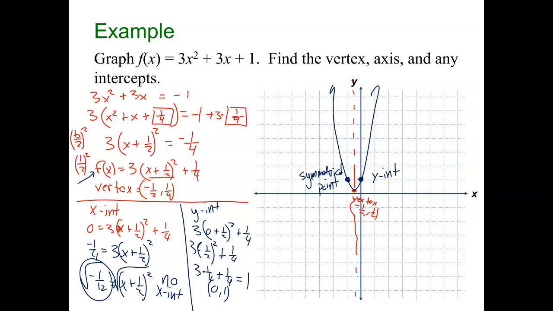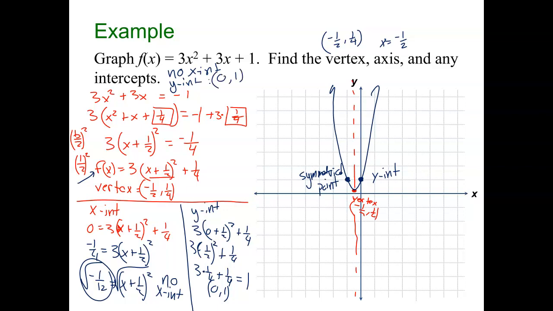Okay, so we identified our vertex, (negative 1/2, 1/4). What was our axis of symmetry? X equals negative 1/2. I will take off points if you do not write x equals. It'll probably be a significant number of points relative to that question. There's a difference between the number negative 1/2 and the equation x equals negative 1/2. X equals means we have a vertical line. All right, I don't have any x-intercepts. But my y-intercept was (0, 1).